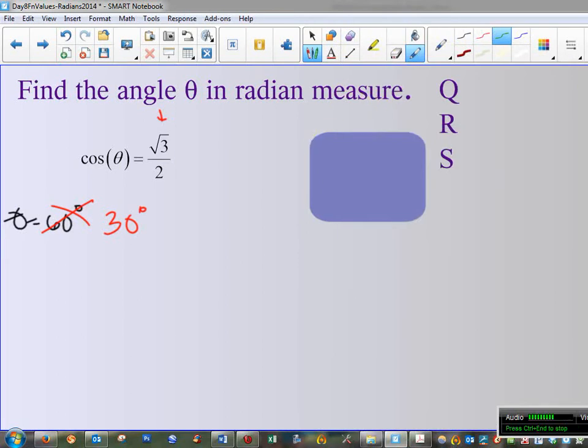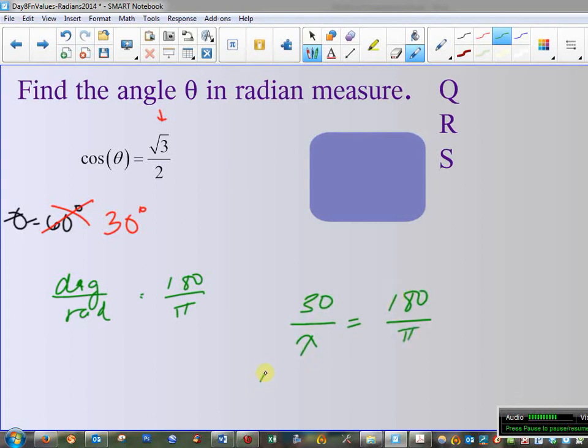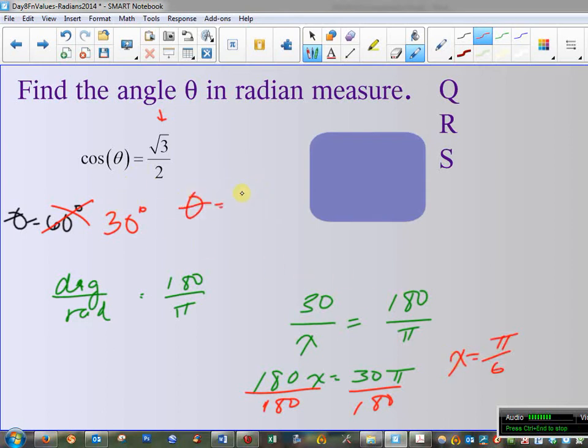So in radian measure, we're going to have to take that 30 degrees and convert it back. So let's use the formula we memorized the other night. Degrees over radians is equal to 180 over pi. We know the degrees is 30. We don't know what the radians are. That's what we're looking for. It's equal to 180 over pi. We'll do our cross multiply. So 180x is equal to 30 pi. We will divide both sides by 180. And this is going to give me x is equal to pi over 6. So that means that this theta that I was looking for, the angle I was looking for in radian measure, is pi over 6.